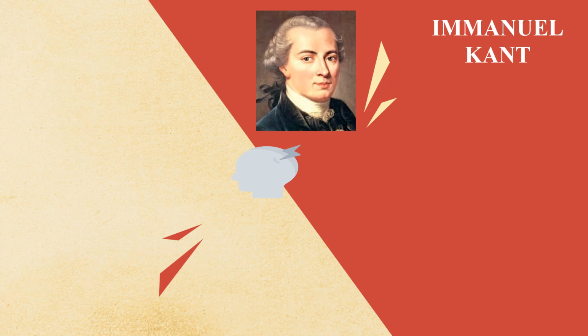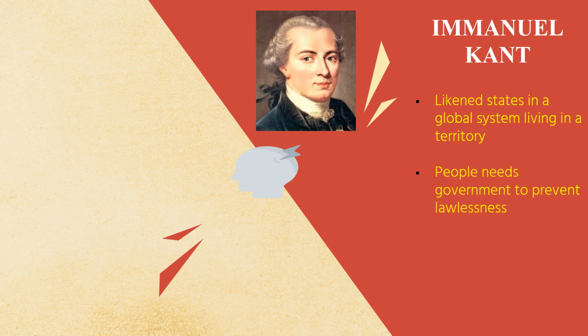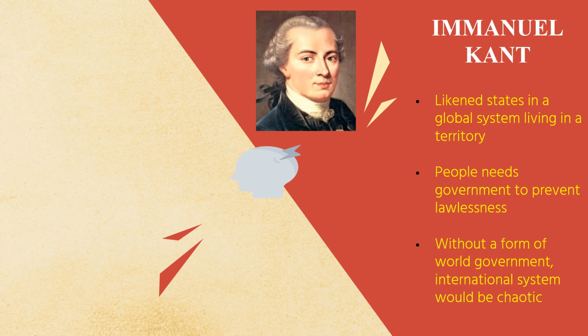So the first major thinker of liberal internationalism was the late 18th century German philosopher named Immanuel Kant. So Kant likened states in a global system to people living in a given territory. And then he also said that people need government to prevent lawlessness. And without a form of world government, the international system would be chaotic. So para sa iyaha, ang global system daw is mura na daw pareha sa isa ka country.